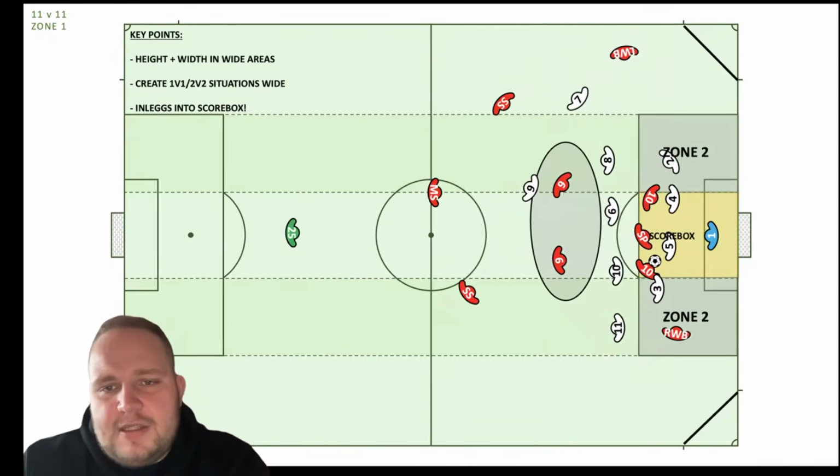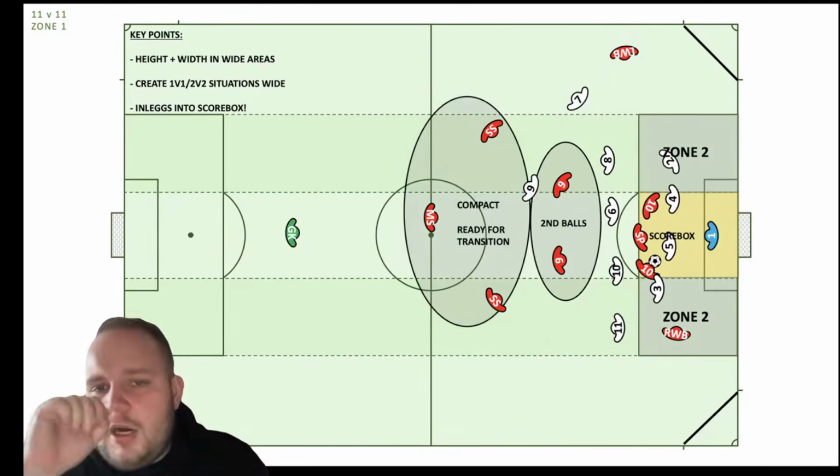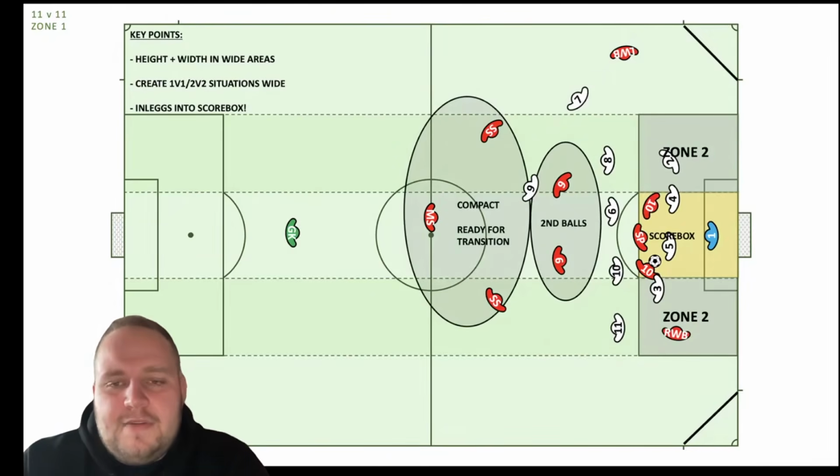And then again, we're looking at our two number sixes to then give us balance when we saw that the ball was going to go into the box. And as we said, really compact behind the ball with our back three and two number sixes ready to take the second balls.